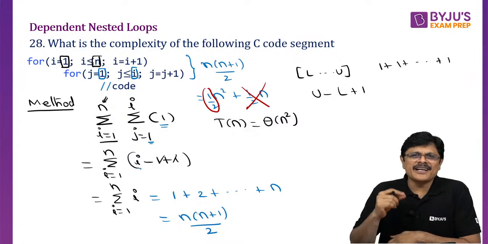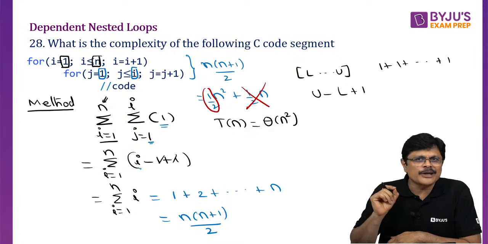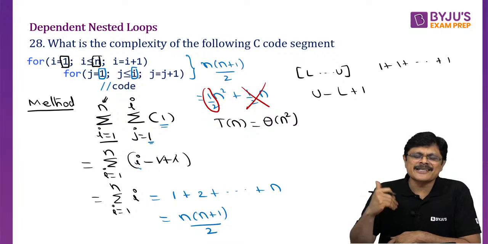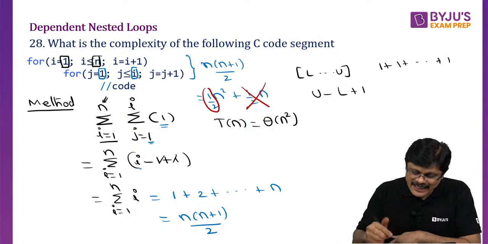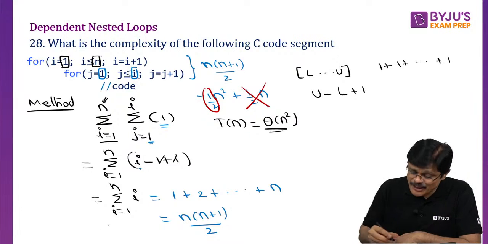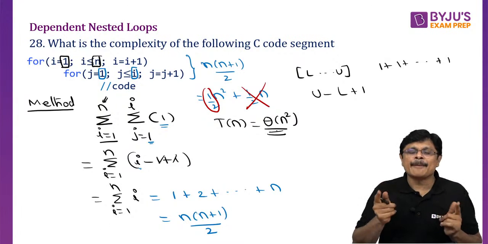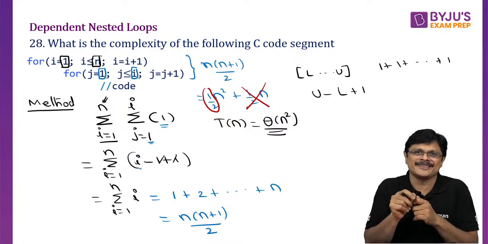But we don't have to do this much summation every time. For this, there is a simple trick which I'll tell you now. But you have to be careful. See, if you do the summation, you can confidently say theta n square. But now I am going to give you a trick.